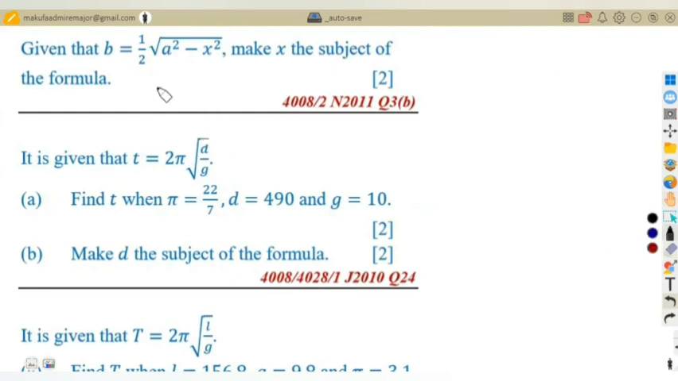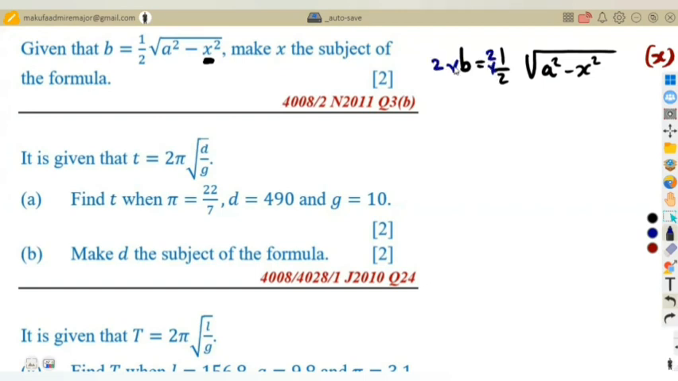Now it is given that B is equal to a half of this, make X the subject. All right, so again we have got the square root and a number that is outside of the square root. So get rid of the numbers outside of the square root before you think of the X that is inside of the square root. So we can get rid of the half here. So how do you remove this half? Multiply by 2. But what you do must be done also on the left-hand side. So 2 times B, that is 2B, is equal to this one, and this one cancels, we remain with 1 times the whole of this part, meaning we are remaining with the square root of A squared minus X squared. Now that's where you think of removing the square root.